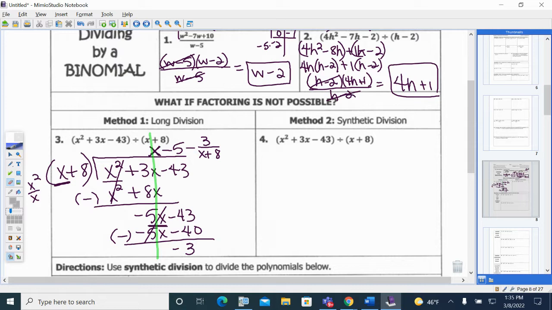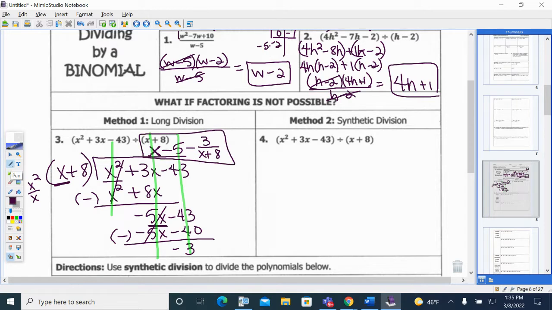Like terms are all in the same column. If you look at that last column, those are all constants. Your x squares always end up in the same column. So that's long division. The answer to number 3 is x minus 5 minus 3 over x plus 8.